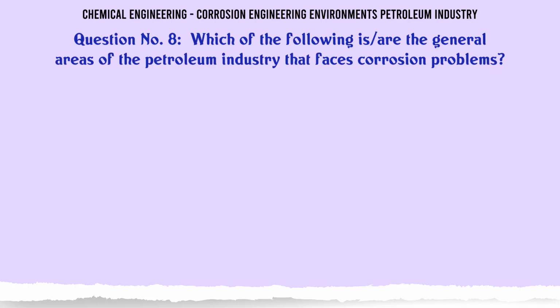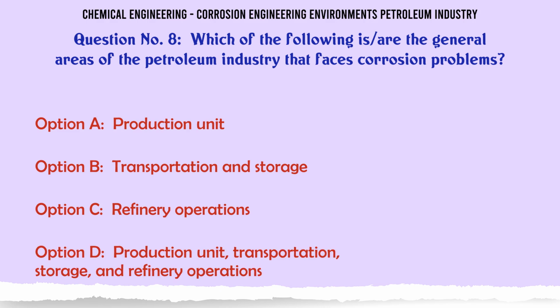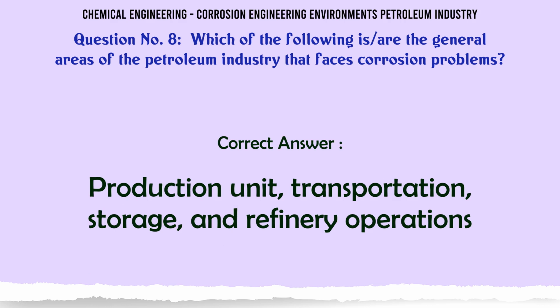Which of the following are the general areas of the petroleum industry that faces corrosion problems? A. Production unit. B. Transportation and storage. C. Refinery operations. D. Production unit, transportation, storage and refinery operations. The correct answer is production unit, transportation, storage and refinery operations.